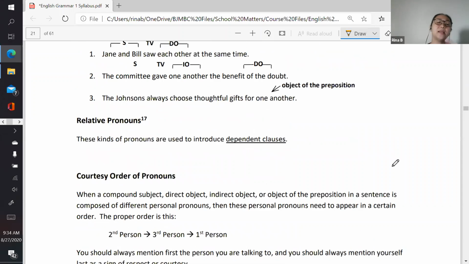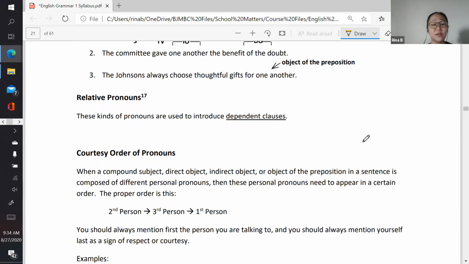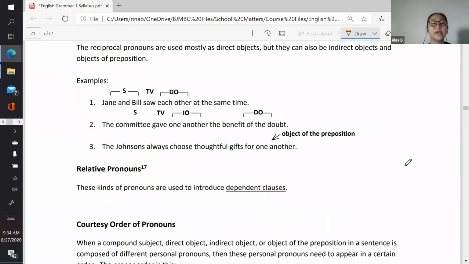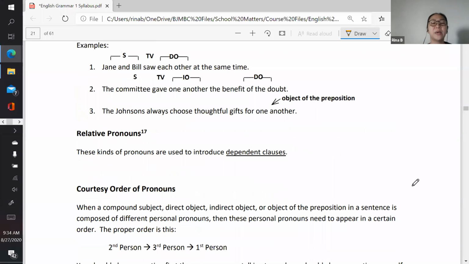And then you have relative pronouns, but that will be discussed more in English Grammar 2 when we talk about clauses, independent clauses, dependent clauses, etc. But those relative pronouns are also who, what, that, no, which. Okay.